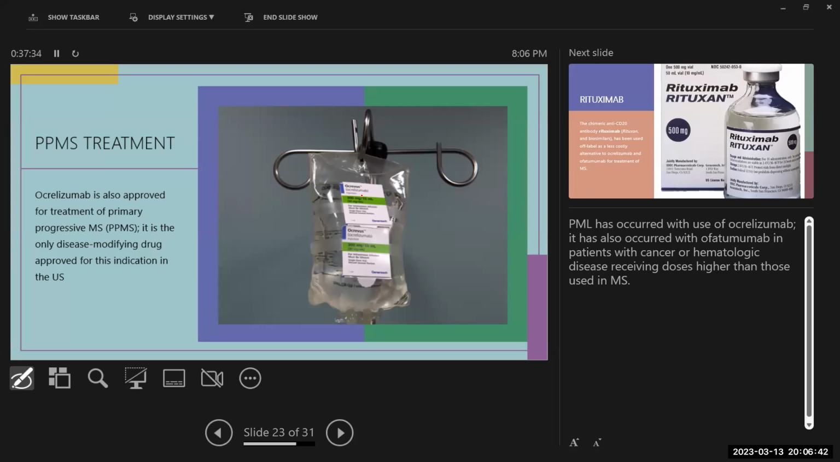These drugs also have the risk of PML. You might also get the multifocal leukoencephalopathy with this one. So you want to watch for that as well.